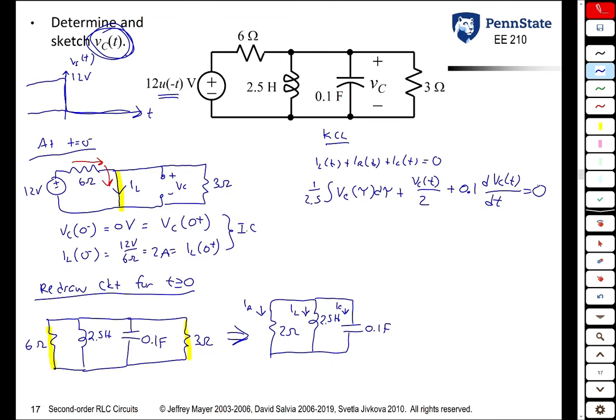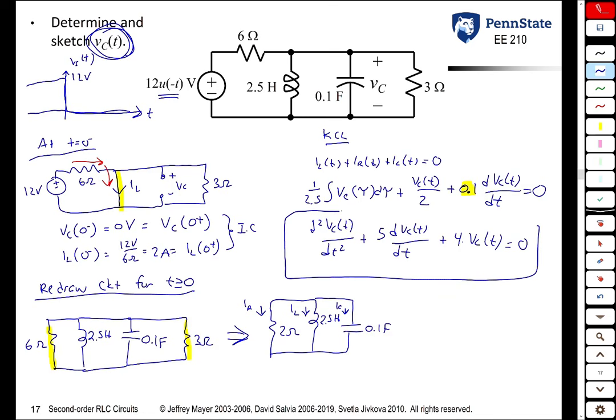From here, we can take the derivative of that whole expression and divide by this term here, and we get the second derivative of the voltage plus 5 times the first derivative of the voltage plus 4 times the voltage is equal to 0.